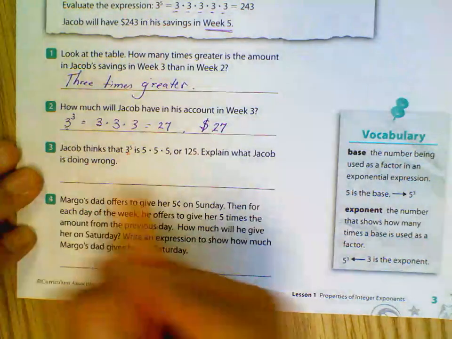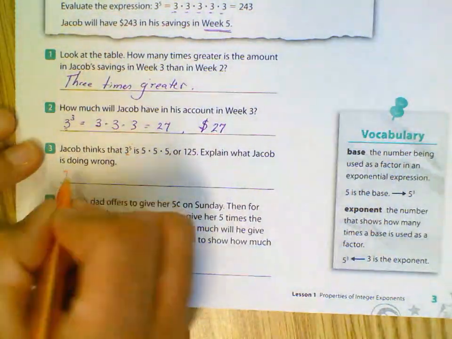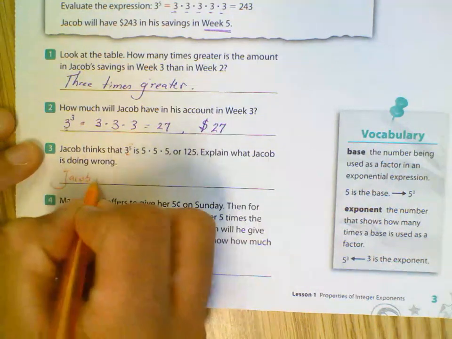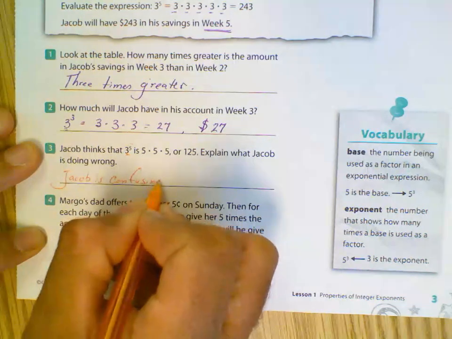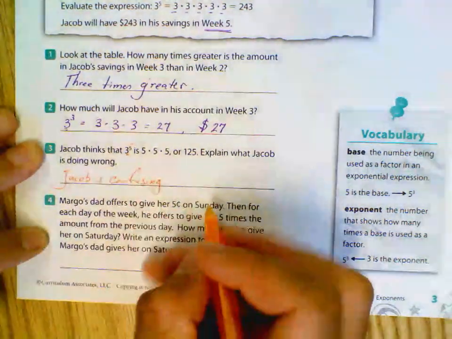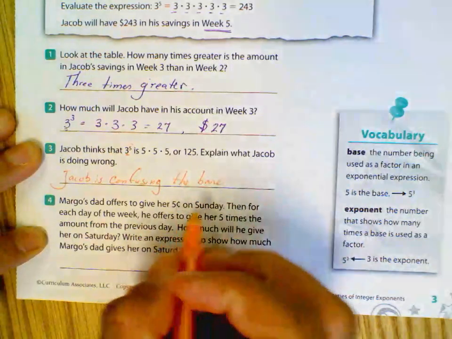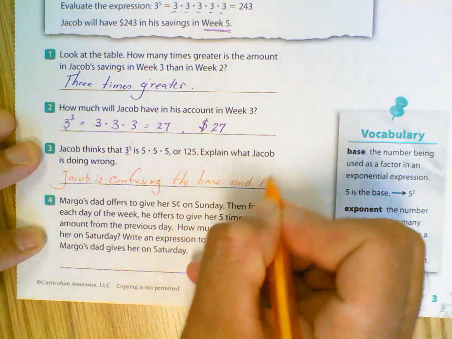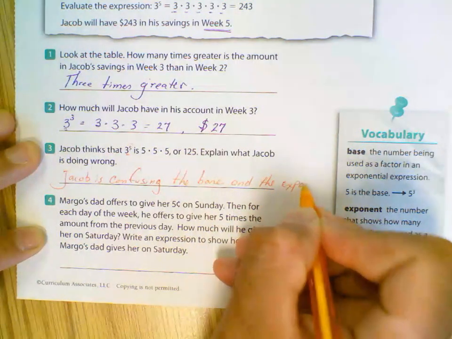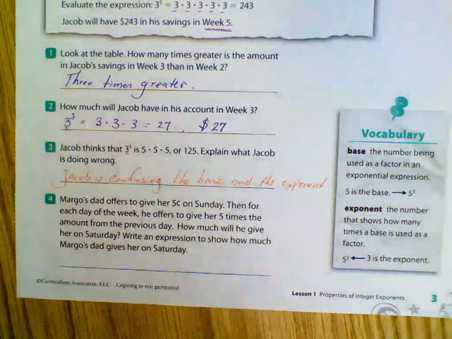So what we can write here as solution. You can write Jacob is confusing, in this case, the base and the exponent. Okay, so 3 is done. We're done with number 3.